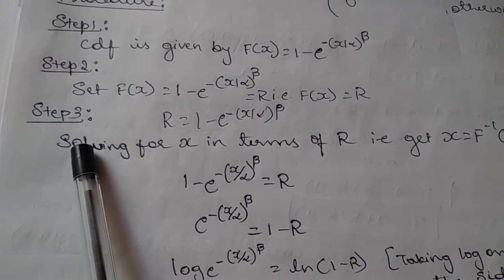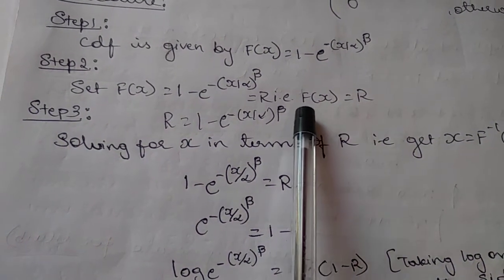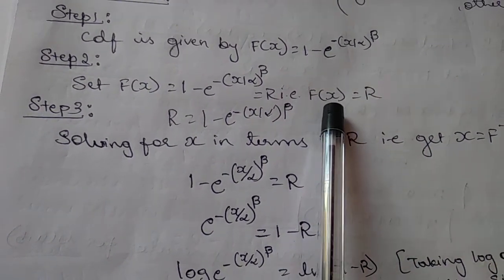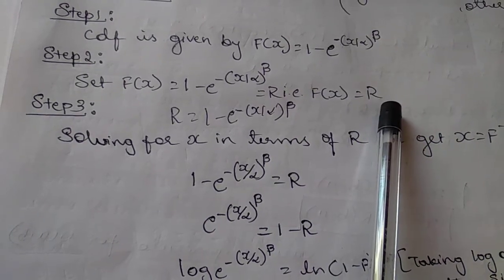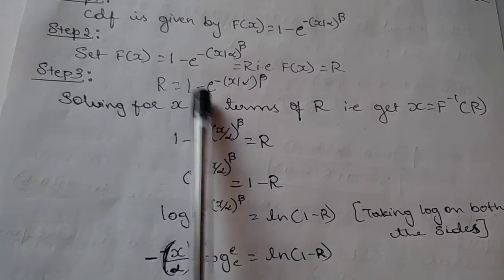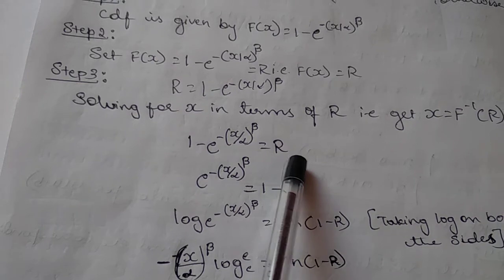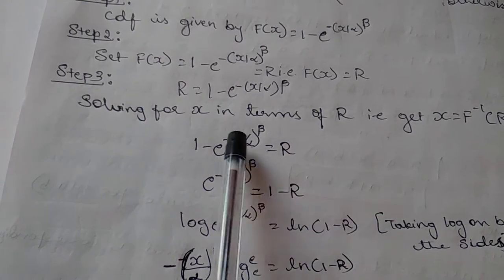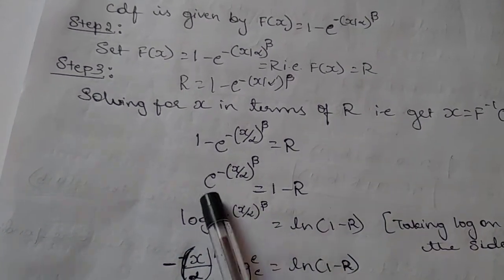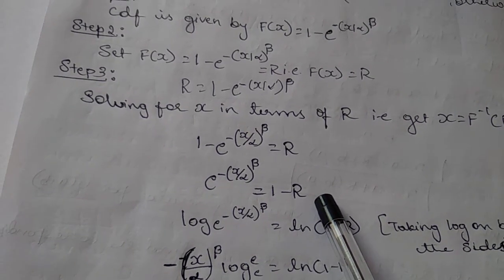In step 3, you have to get x equals F inverse of R. Here I have F(x) equals R. If you have to solve for x, you have to write x equals F inverse of R. I take 1 minus e power minus (x by alpha) whole power beta equals R. You have to solve for x. I'll take R this side and e this side: e power minus (x by alpha) whole power beta equals 1 minus R.